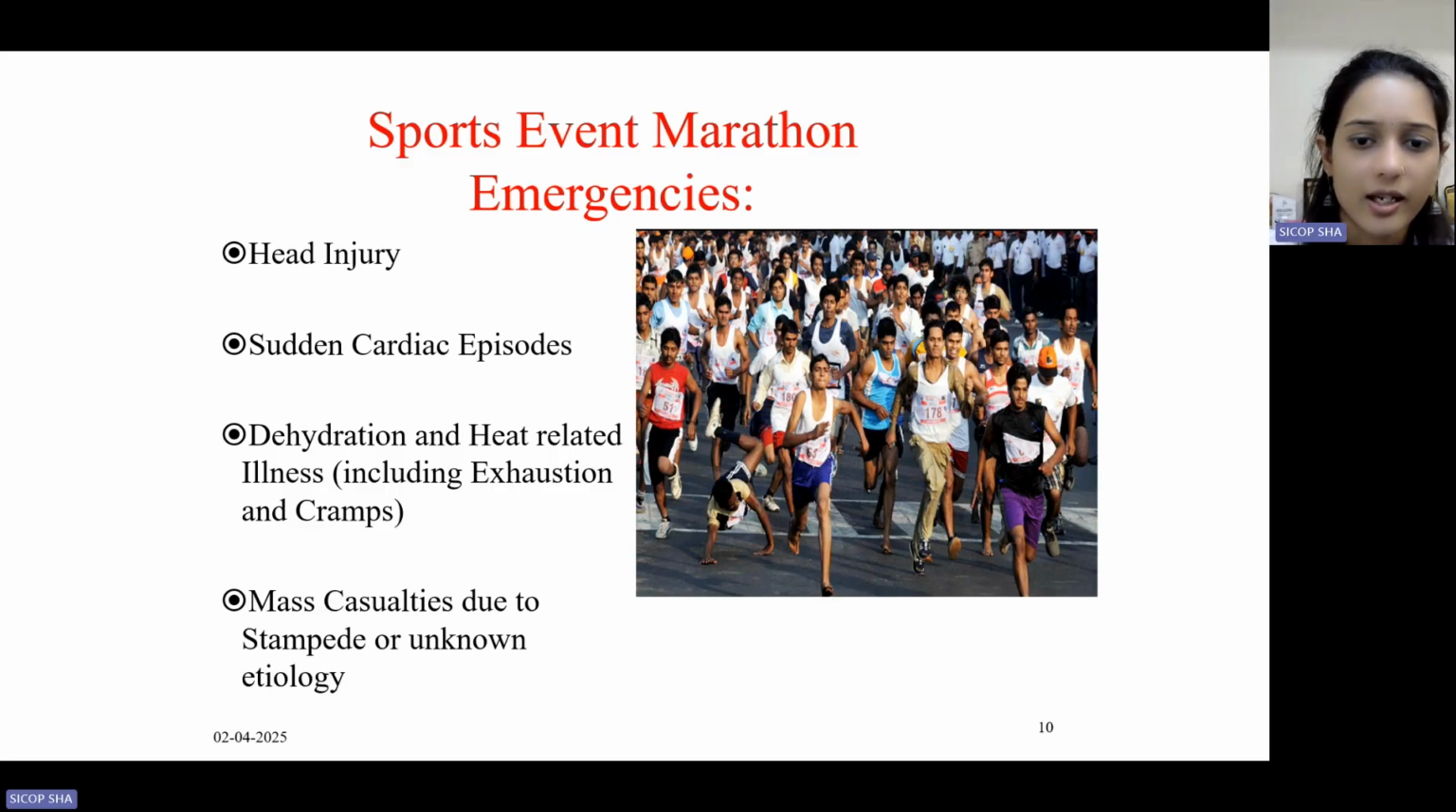Then sudden cardiac episode. So again, chest pain, palpitations, shortness of breath, or collapse would be the symptoms. So the immediate response will be to assess the responsiveness and breathing. If unresponsive, you should start CPR or use a defibrillator in cardiac arrest, and you should call your emergency services team.